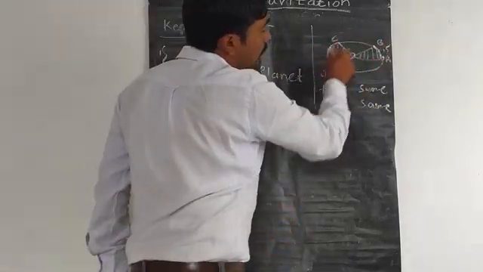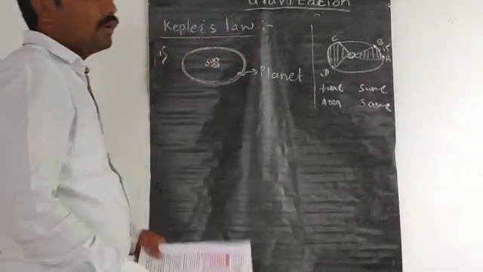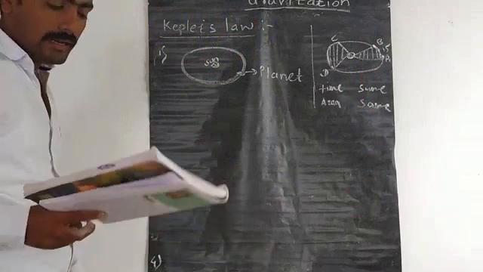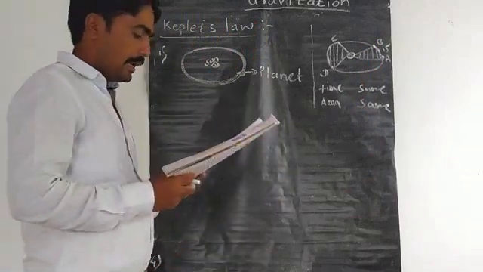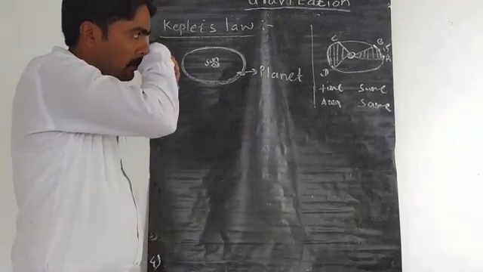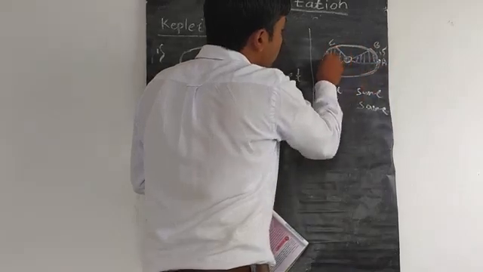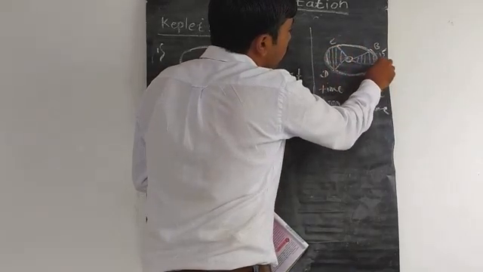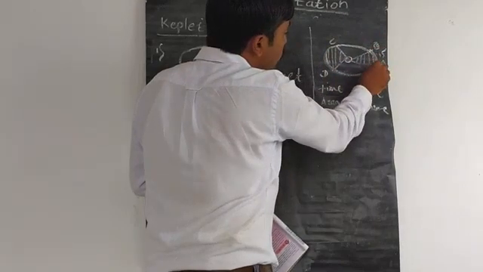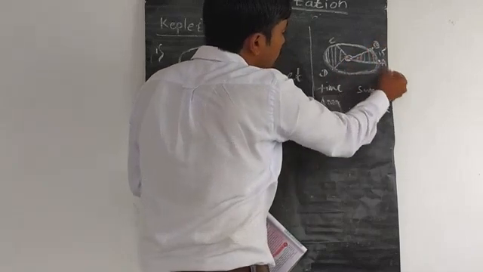This is also an elliptical orbit, the sun is given, the planet is given. So Kepler's second law states that the line joining the planet and the sun sweeps equal areas in equal intervals of time. See students, this is an elliptical orbit, and I have given here point A and this is point B. The line joining the planet and the sun.